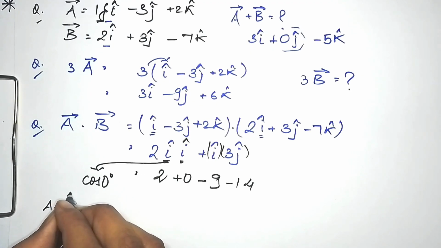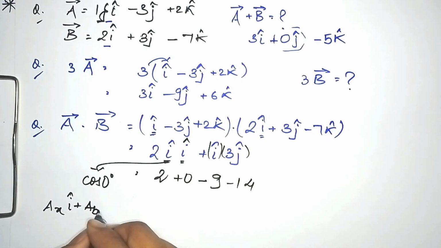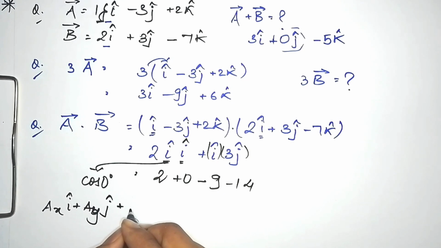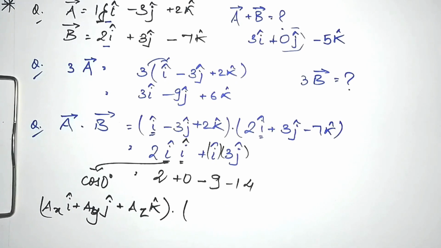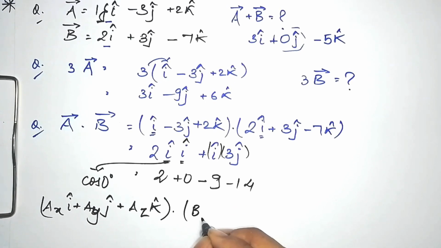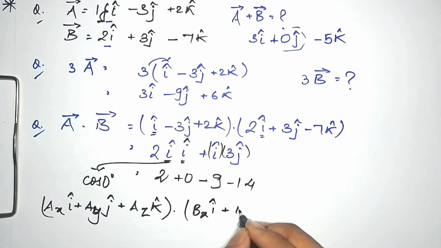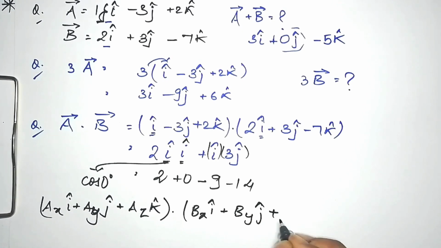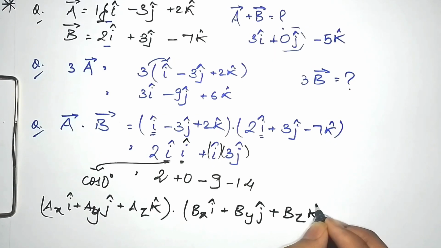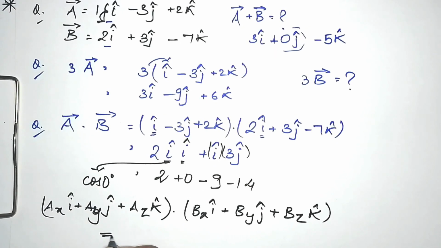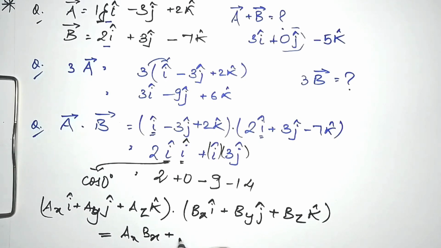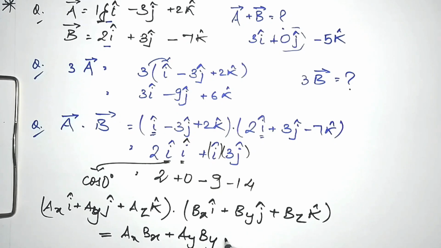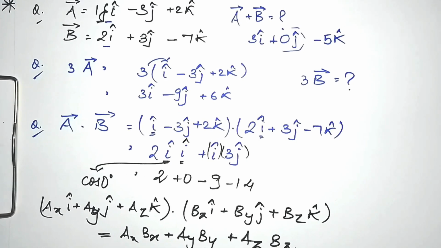Suppose there are two vectors ax i cap plus ay j cap plus az k cap, and you have to take the dot product of this particular vector with another vector, which is bx i cap plus by j cap plus bz k cap. So the answer of this would be simply ax bx plus ay by plus az bz. I hope this is clear.